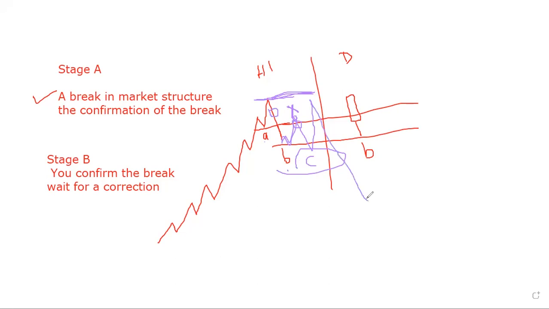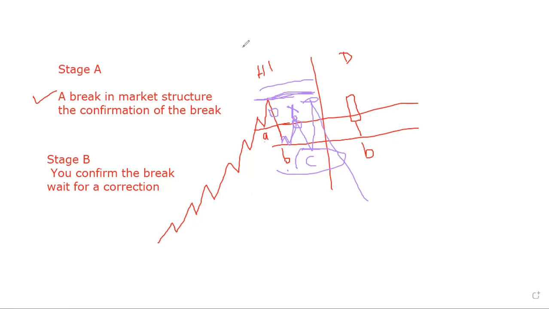At stage C, they are going to break the low of B, then retrace back to the other block. Now you want to put your entry around there and your stop loss around there, or you want to enter around this close. Then you join the sell.